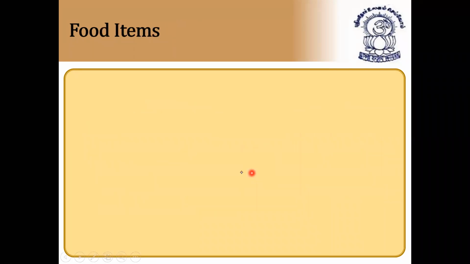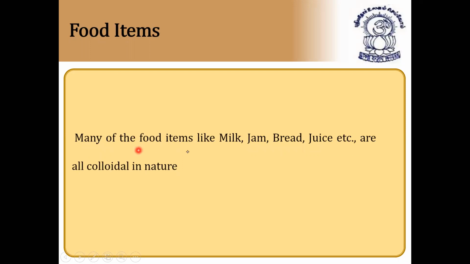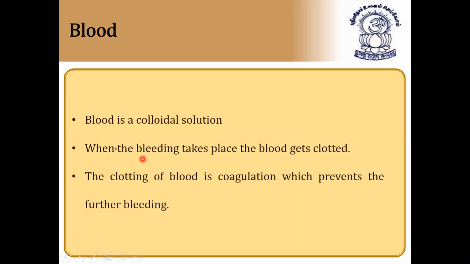Next, food items. Many of the food items like milk, jam, bread, juice, etc. are colloidal in nature. As I told you, milk is nothing but oil in water type. Milk contains fats. Jam, bread slice, and juice are colloidal in nature.